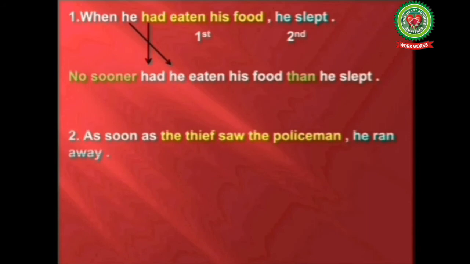Let's take one more example. As soon as the thief saw the policeman, he ran away. Now again students, first step is to identify the two actions. So here, first action is the thief saw the policeman and the second action is he ran away.